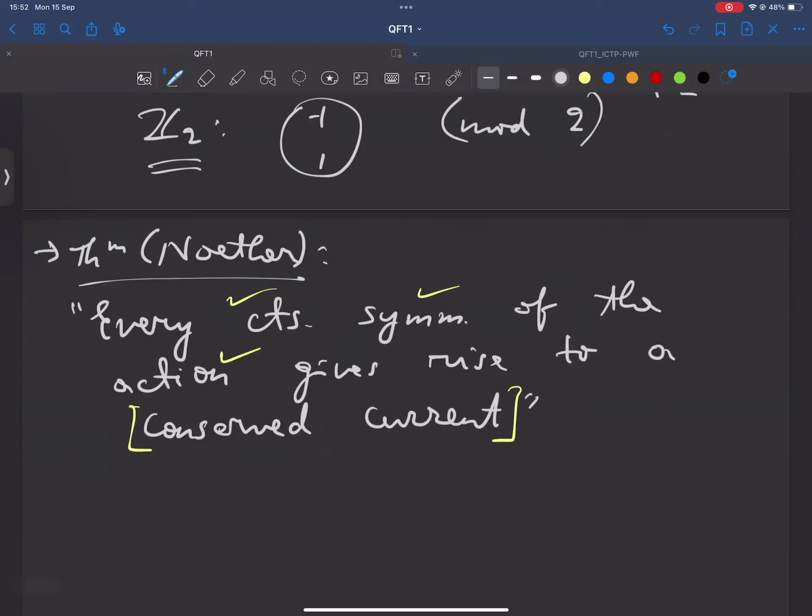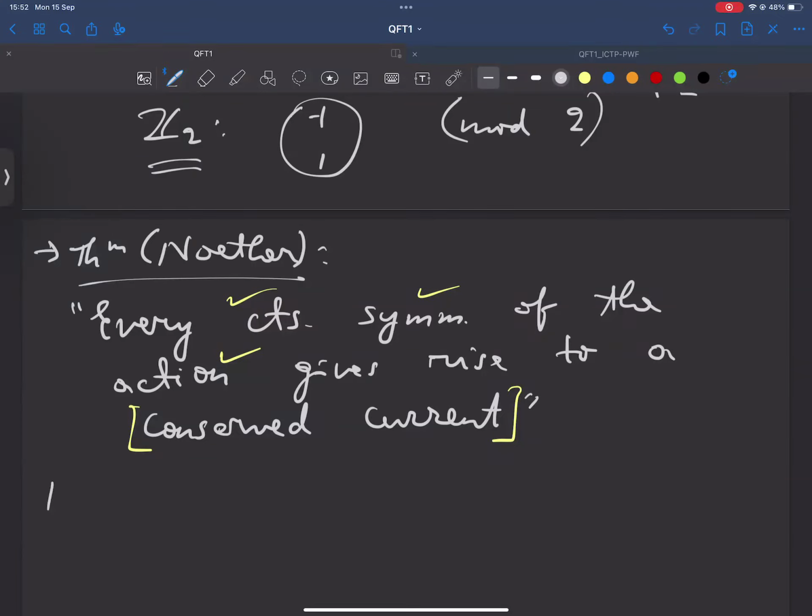Is it also the other way around? Conserved current means there is a continuous symmetry? That is a very good question. Very, very good question. And we will end today's lecture by seeing that that's not the case. But it's a very subtle point. It's a very good question also.